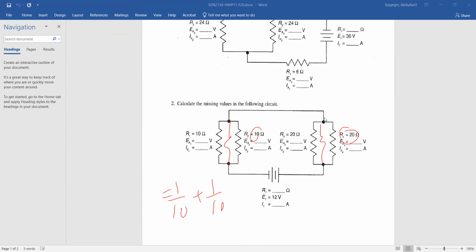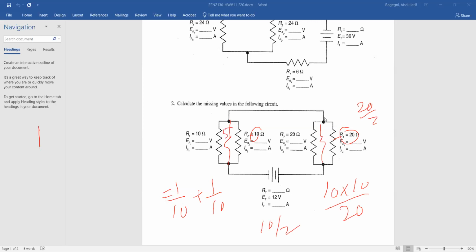If you want to make it a little bit quicker, it would be 10 times 10 over 20. And if you make it fastest, it will be 10 over 2. So there are 3 methods to determine the R equivalent of the two resistors. Same thing, 20 over 2 will be 10, and here 10 over 2 will be 5. So this is 5.